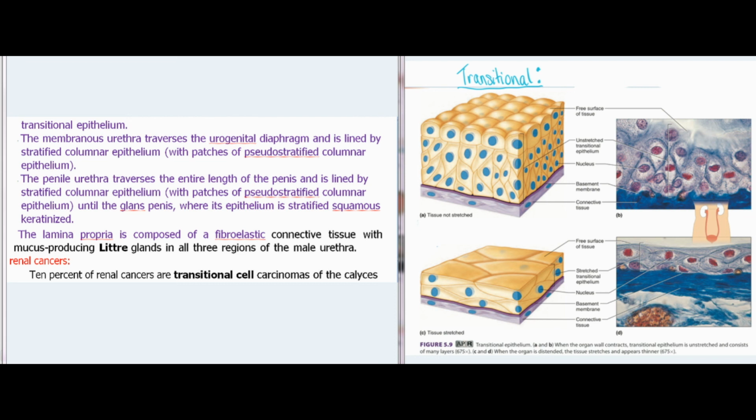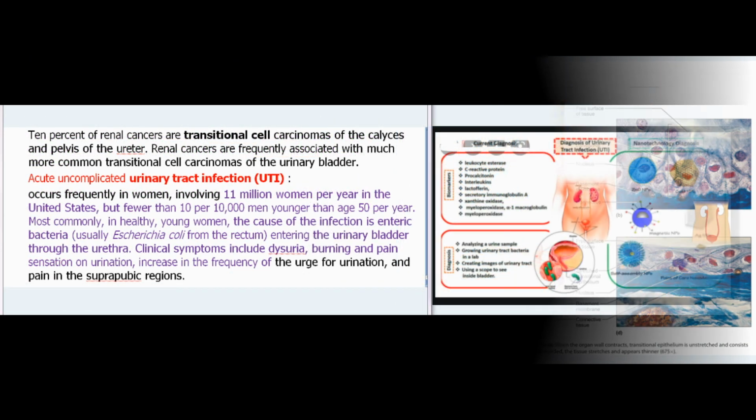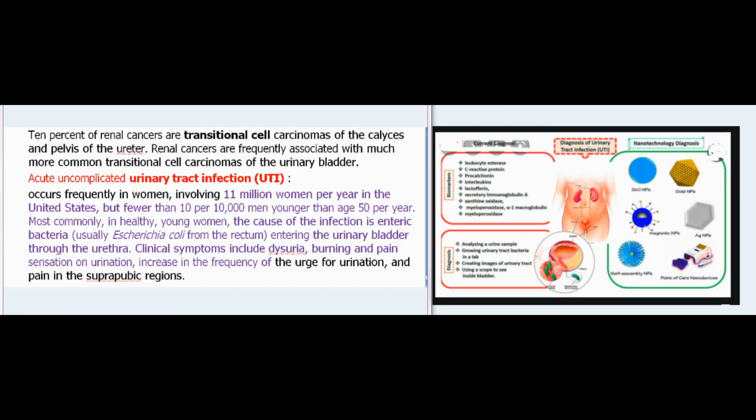Renal cancers. 10% of renal cancers are transitional cell carcinomas of the calyces and pelvis of the ureter. Renal cancers are frequently associated with much more common transitional cell carcinomas of the urinary bladder.